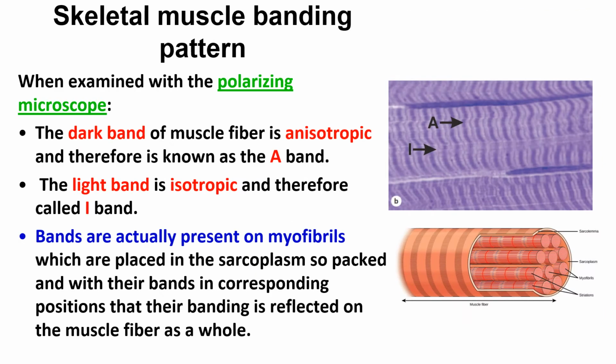Let's have a closer look at the banding pattern of the skeletal muscle. As we see here, there is an alternating dark and light band. The dark band is anisotropic and is called A band, while the light band is isotropic and called I band. This banding pattern is actually on the myofibrils, and because the myofibrils are arranged with these bands aligned, this banding pattern is reflected in the muscle fiber as a whole.